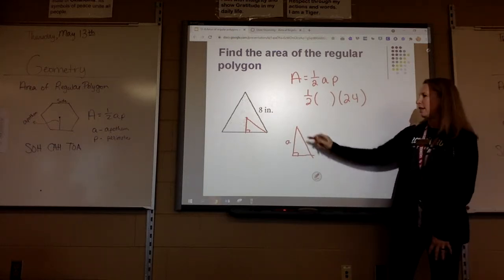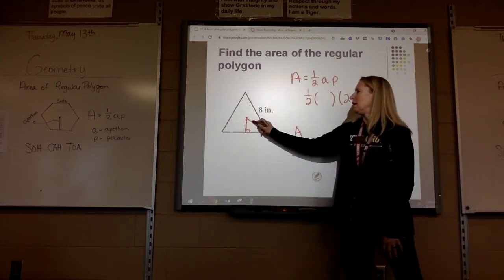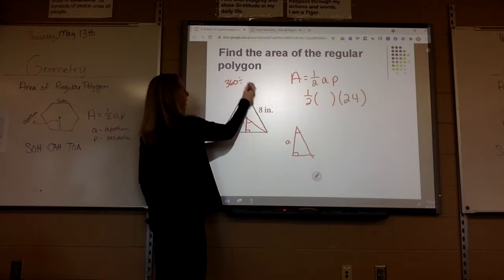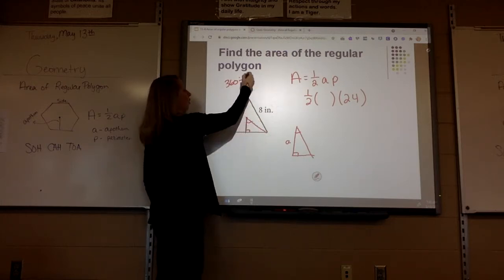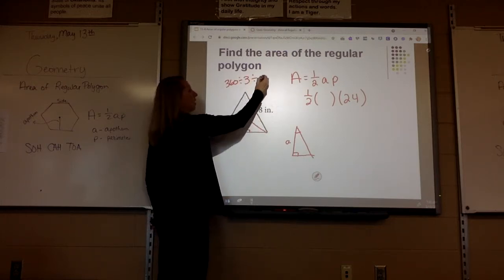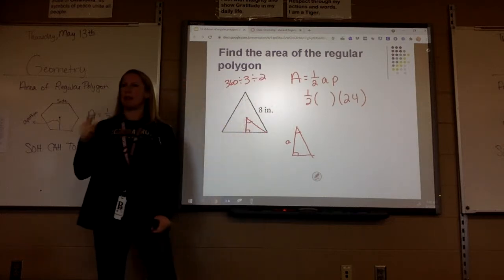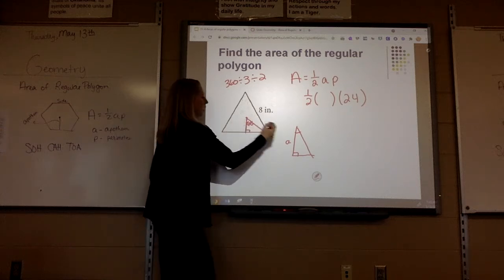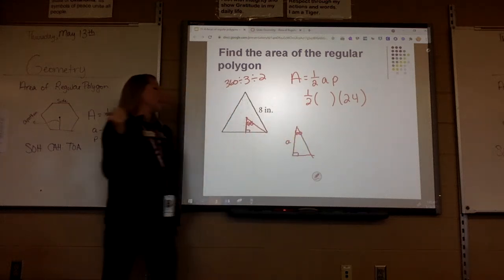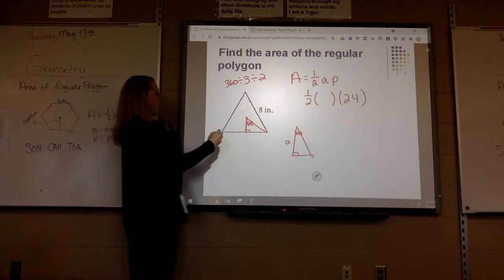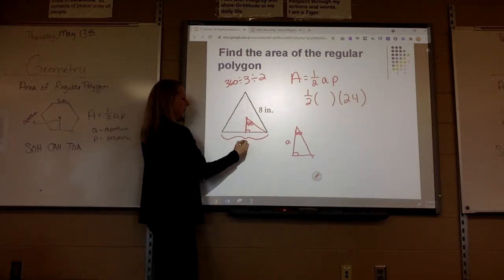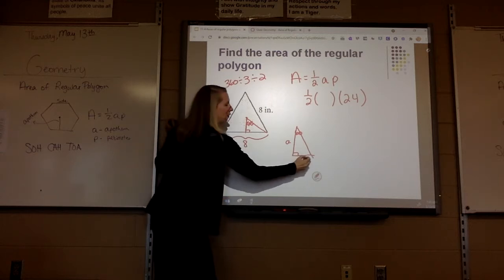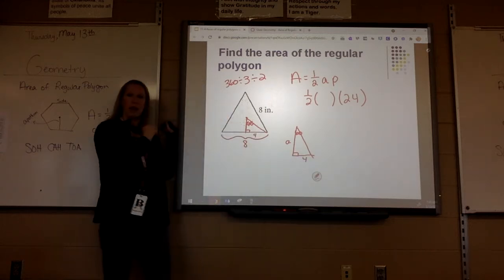So do you remember how to find the top angle? 360 divided by, how many sides is this big figure? 3 divided by 2. So what's 360 divided by 3 divided by 2? 60? Yeah. It's 120 divided by 2. Okay, so my top angle is 60. I know this entire side is 8. So what's the bottom of my triangle? 4. Is everybody good with that?